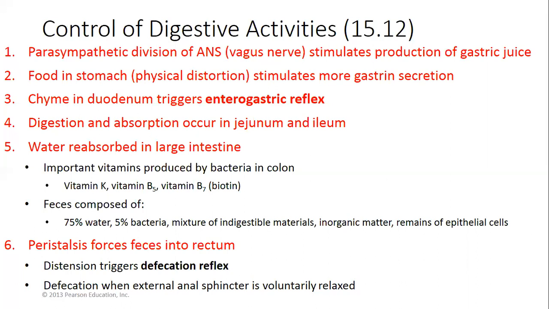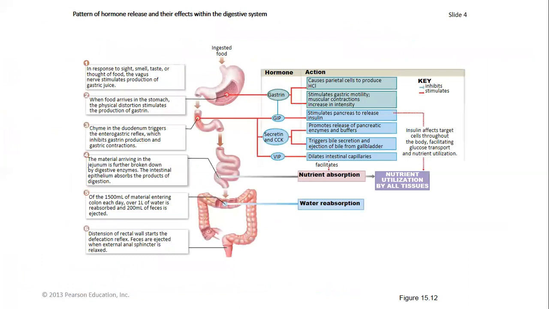We've mentioned this already. And then peristalsis forces feces into the rectum so that defecation can occur by way of a reflex, basically a stretch reflex. So these steps here are basically how food is moved and digested along the digestive system. In response to sight, smell, or taste, even the thought of food, the vagus nerve is stimulated to start producing gastric juices. It's almost like a preparatory phase.